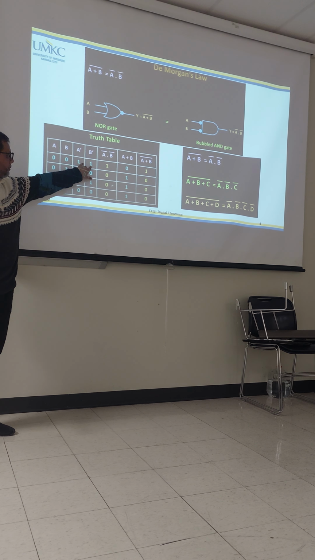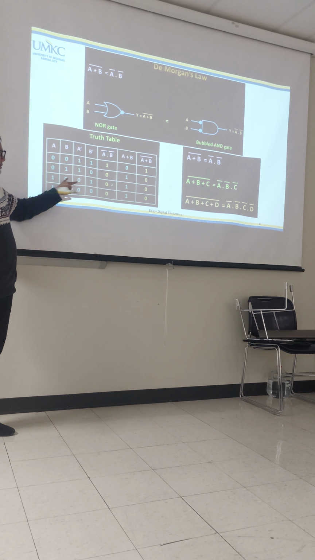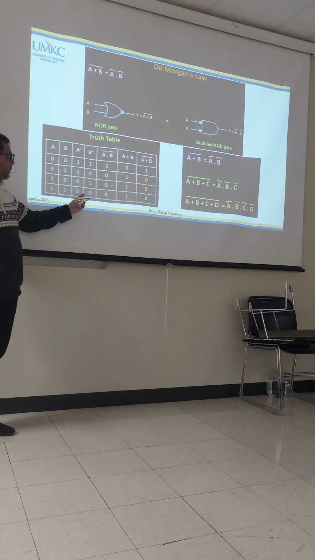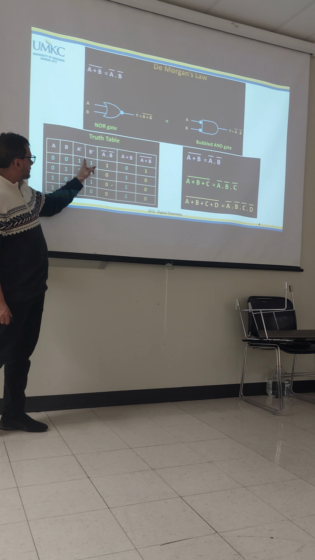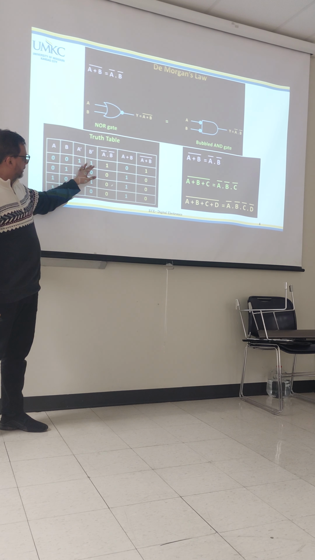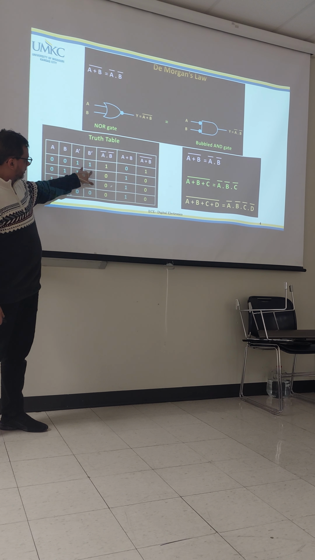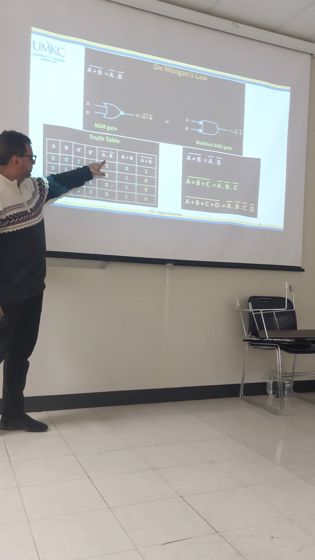So 0, 0 will become 1; 1, 0 become 1; 0, 1 become 1; 1, 1 will become 0, 0. So A bar, B bar means this one, right? So 1 plus 1 dot 1 will be 1, 1. If any of the input is 0, the output will be 0. So here it is 1.